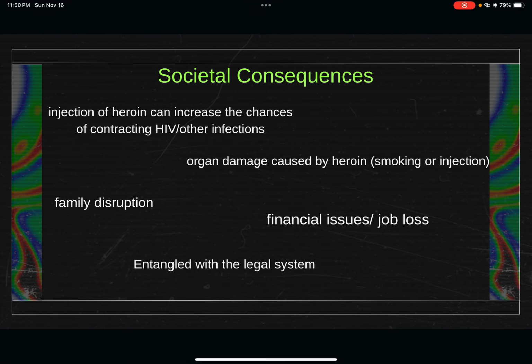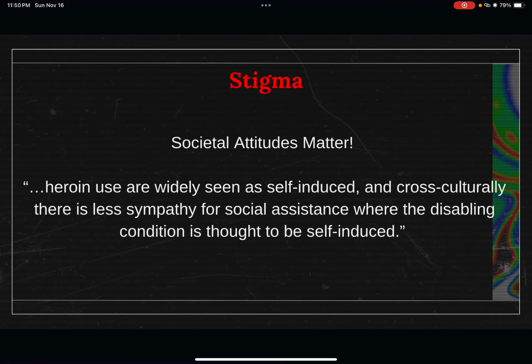But it doesn't only cause physical harm. Outside resources like jobs, money, the legal system, and family can be broken and messed with because of this addiction. The stigma around drugs as a whole is already negative, but society's attitudes matter for someone trying to feel like they have a chance to recover. When society feels like it's self-induced, like it says in this quote, no one feels the need to offer help, so no one sees the need to seek it, if you know what I'm saying. So the stigma and attitude matter, but with heroin itself, if it's seen as self-induced, a lot of people don't really care for it.